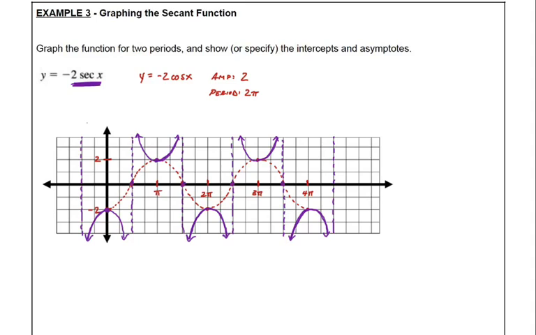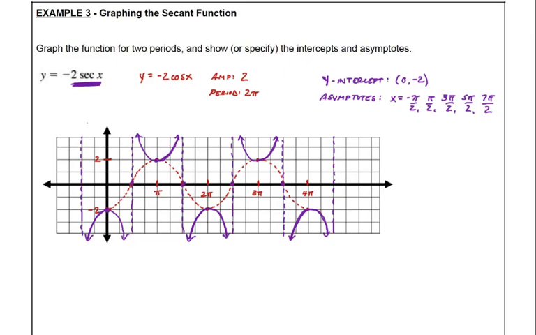So there's my secant graph. And then in terms of what the intercepts and asymptotes are, this function won't touch the x-axis, but it will have a y-intercept at the same place cosine has a y-intercept, actually, which is (0, -2). And then the asymptotes will occur at x equals negative pi over 2, excuse me, because I drew that one in, pi over 2, 3 pi over 2, 5 pi over 2, 7 pi over 2. So that's where my vertical asymptotes occur, and that's where the cosine function crossed the x-axis.